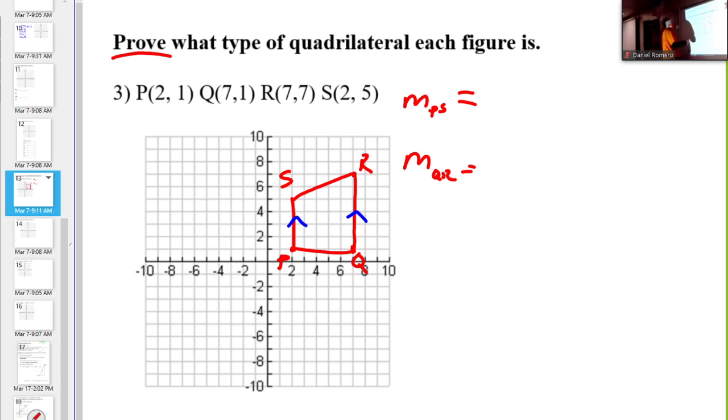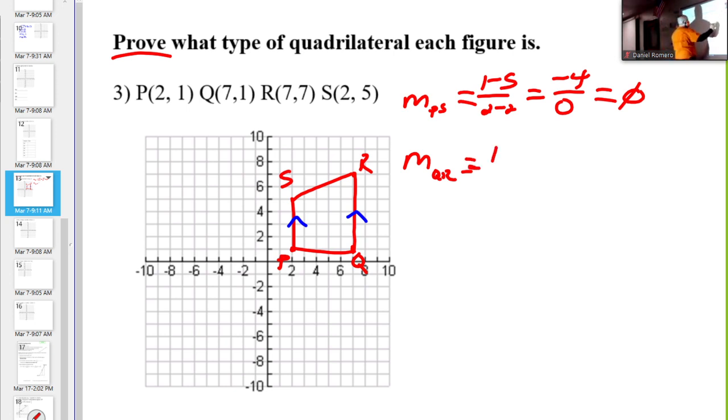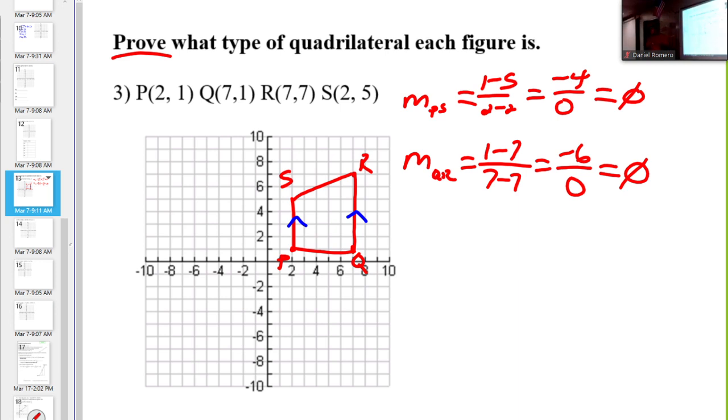Let's see, that's PS. 1 minus 5, 2 minus 2, that gives you negative 4 over 0, which is undefined. QR is on the top. 1 minus 7 on the top, 7 minus 7 on the bottom, which is negative 6 over 0, which is also undefined. So there you go, I've proven it. I have exactly one set of parallel sides. I don't have any other quadrilateral that has that.